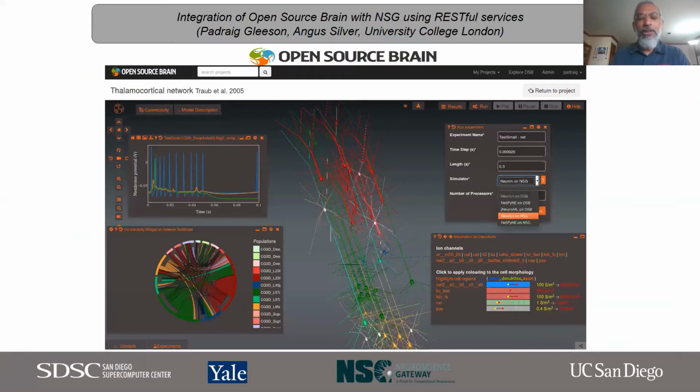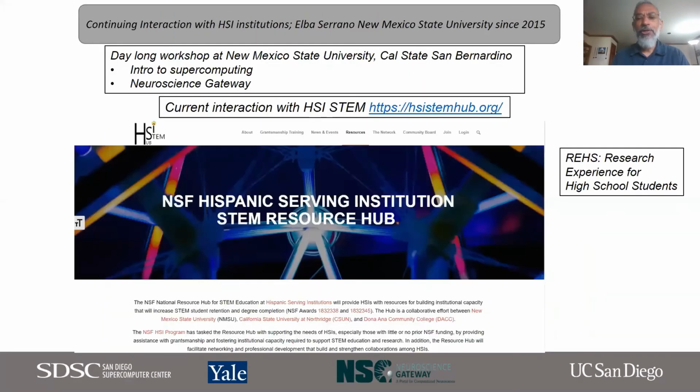So I mentioned that NSG is primarily used by individual users like all of you here, hopefully, but there are some big neuroscience projects, just like the Open Source Brain, which is well known among computational modeling neuroscientists. They send their large scale computing jobs to NSG. So an Open Source Brain researcher may not even know that his or her job is running at the San Diego Supercomputer Center. Open Source Brain is managed by researcher Padraig Gleeson and Professor Angus Silver at University College London.